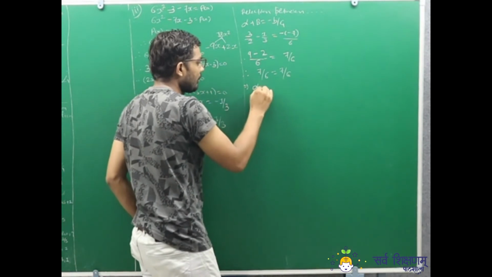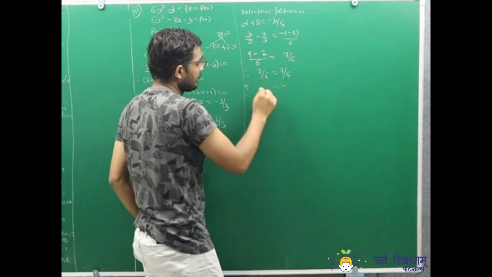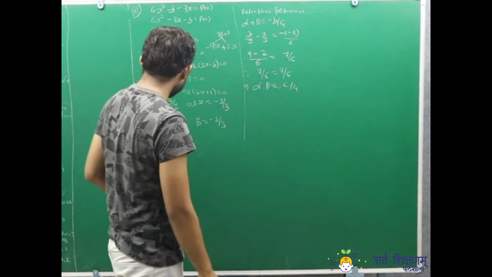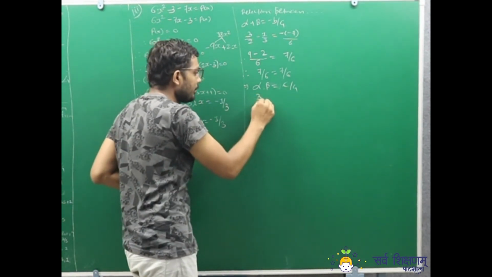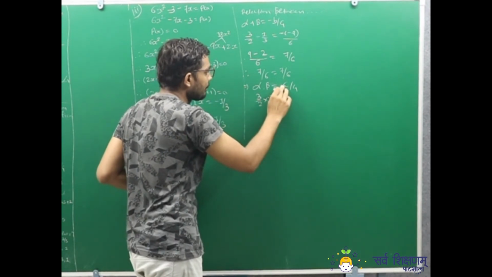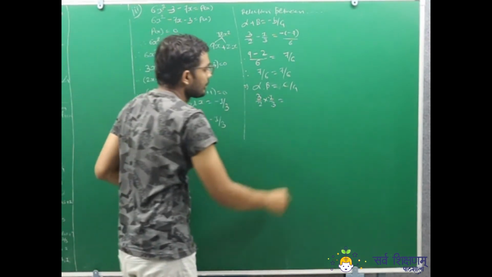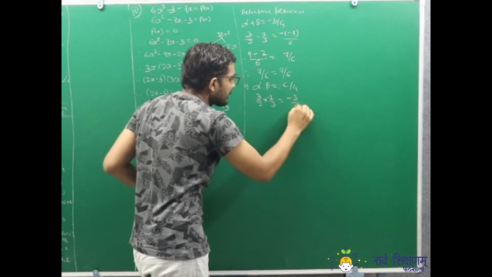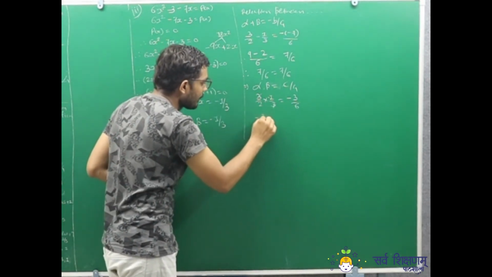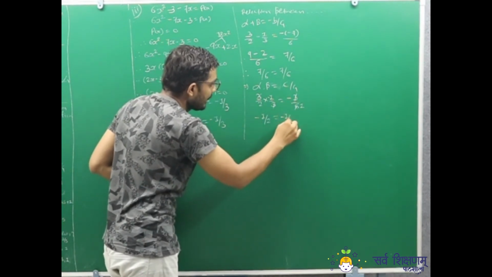Another relation, alpha into beta is equal to c by a. The value of alpha is 3 by 2 and the value of beta is equal to minus 1 by 3. The value of c is equal to minus 3 and the value of a is equal to 6. Minus 3 divided by 6. 3 cancels, it becomes minus 1 by 2, and here 3 by 6 also becomes minus 1 by 2.